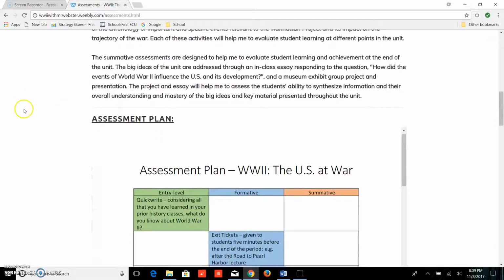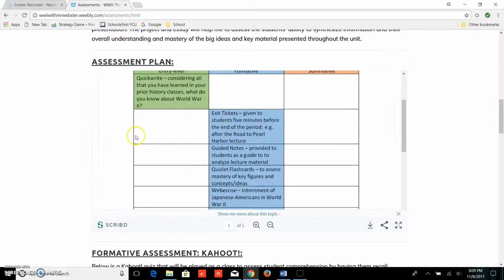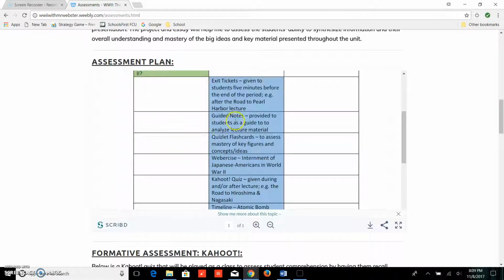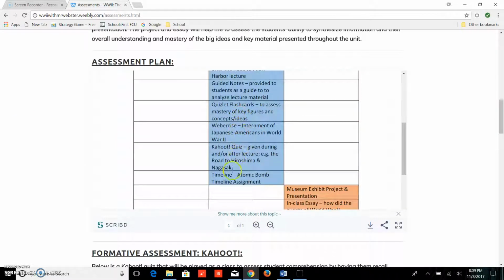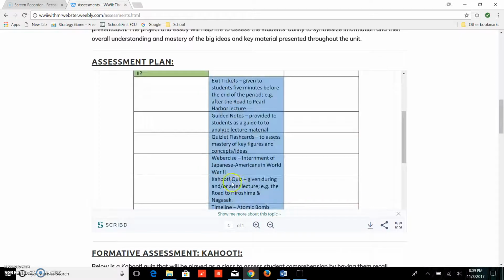The entry level includes a quick write. Formative, I included the lessons such as the guided notes, the Weber size, and the timeline, but I also included a new Kahoot quiz that I created, Quizlet flashcards, and exit tickets that can be used in order to determine whether students are learning the material as they should.